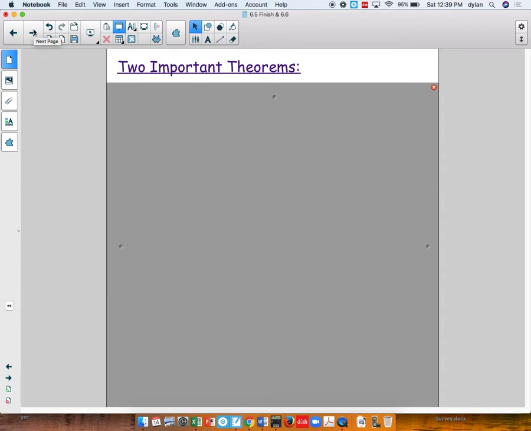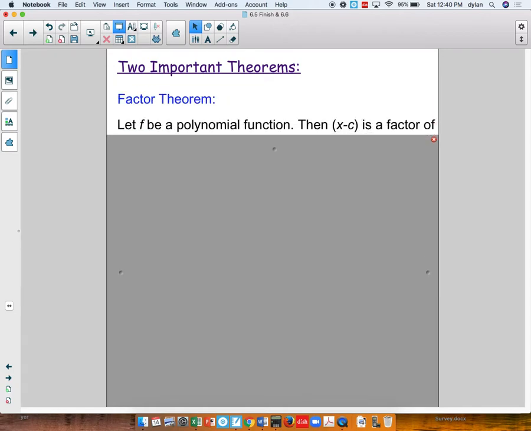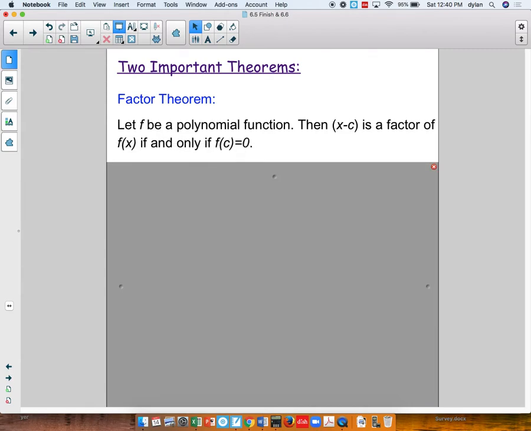All right, so we're going to start today by looking at two theorems. These are important for you to know because they give us the underlying foundation for the information we're going to use to find the zeros of polynomial functions. The first theorem is called the factor theorem. The factor theorem says, let f be a polynomial function, so any polynomial function, then x minus c is a factor of f of x if and only if f of c equals 0.